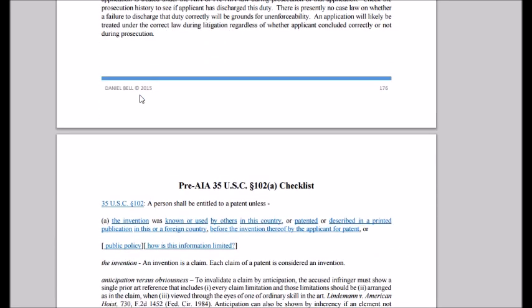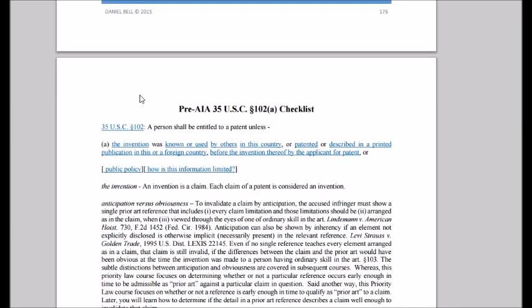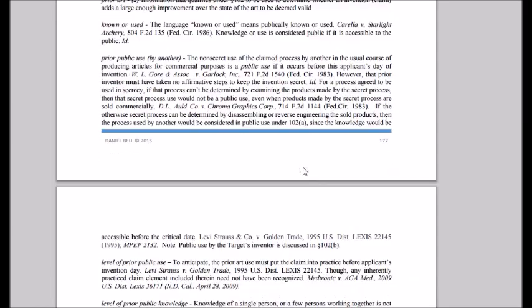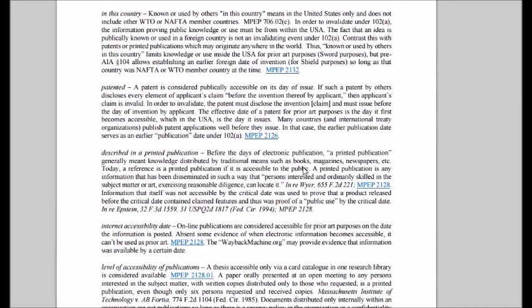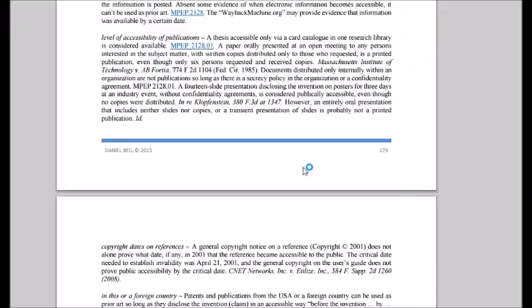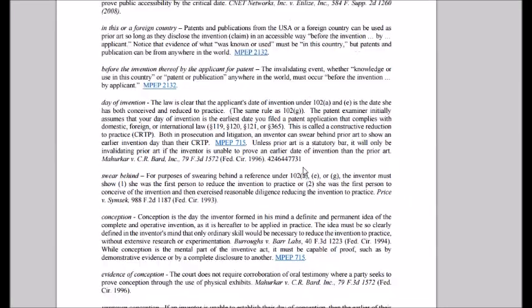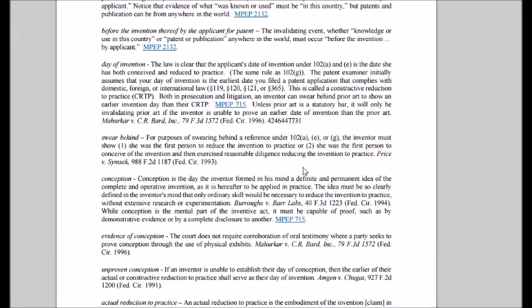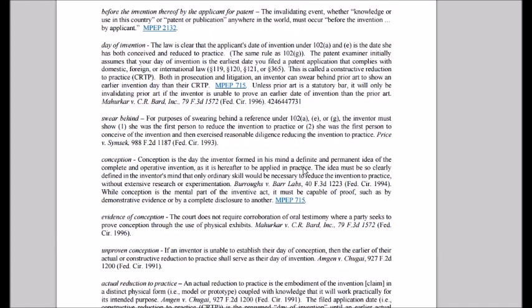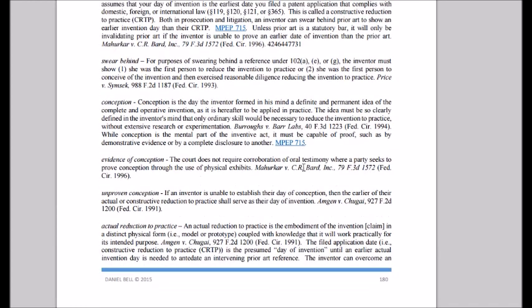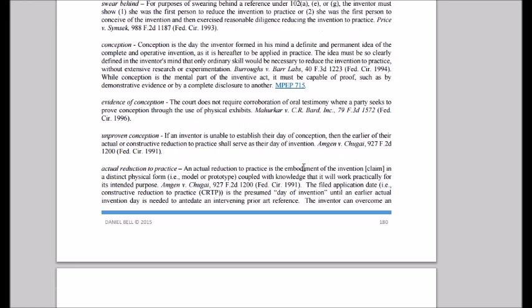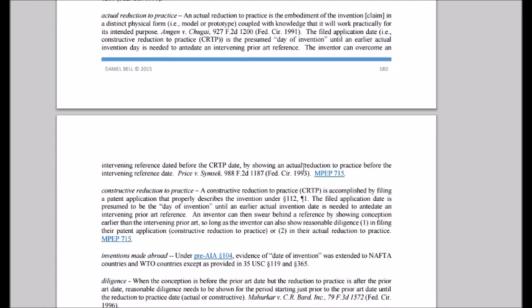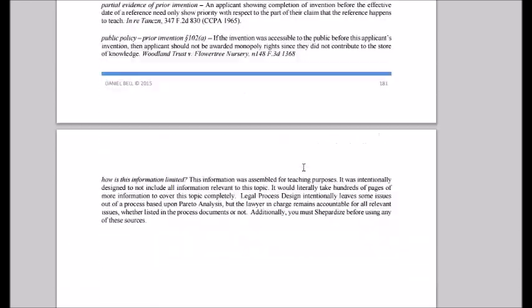Then you have the pre-AIA 102A checklist, which describes what each of these terms mean. They can click and read about it. Of course, they've already studied it in this, so it's a process doc now. They're going back to refresh their memory and mind about it when they're going to use it. What are these things? Day of invention, swear behind, conception, evidence of conception, unproven conception, actual reduction to practice. All of these things that were in the reading materials.